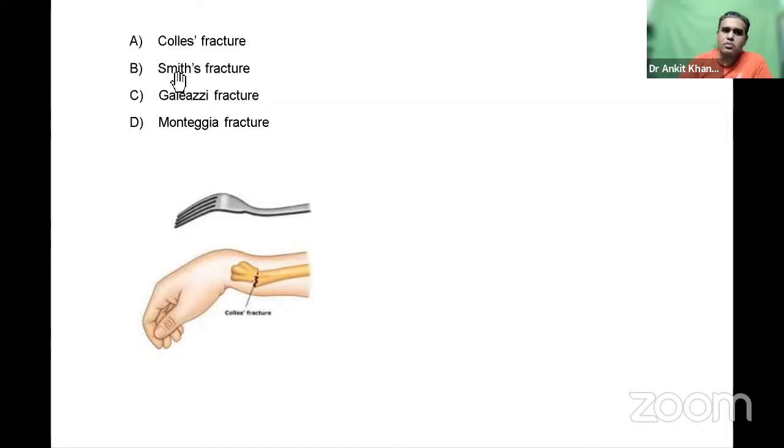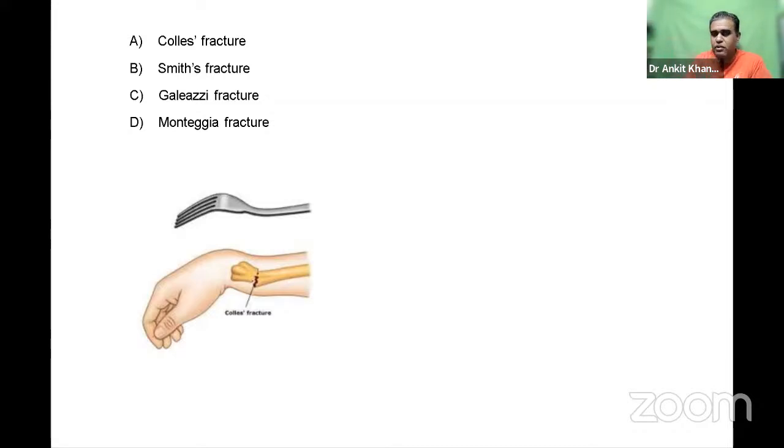Smith fracture is just the opposite of Colles fracture, understand? And this Galeazzi and Monteggia, they are also fractures of the forearm bones, but they are associated with the dislocation of the other forearm bone. For example, Galeazzi's fracture of the radius and Monteggia's fracture of the ulna, but with the dislocation of the radius. Okay, those are different things.